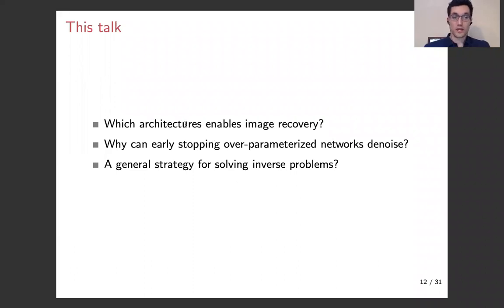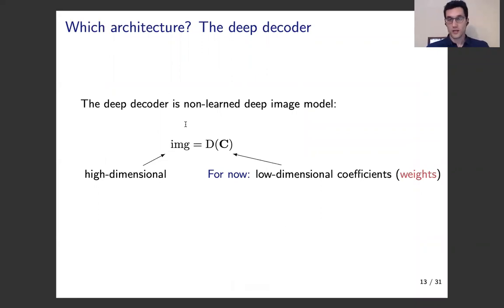So what I would like to start with is the architecture. Which architecture enables image recovery? The first thing we found is that most elements of this UNet are completely irrelevant for this observation. There exists a very simple network that has exactly the same performance and is much simpler and easier to understand. We call it the deep decoder. It's actually not particularly deep, maybe 5 to 10 layers. And what I want to talk about now is a little bit about this deep decoder network first.